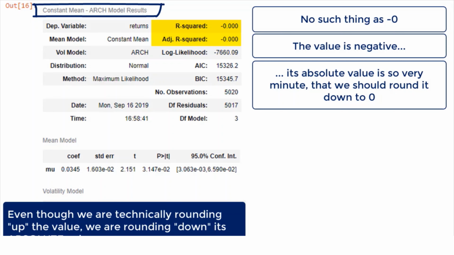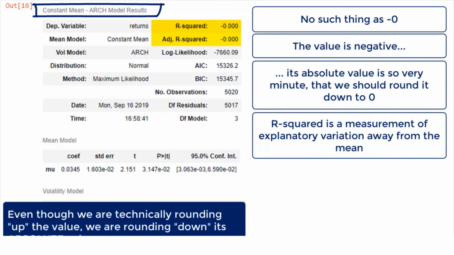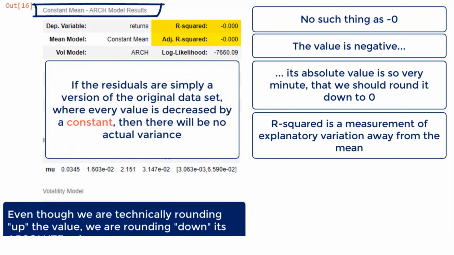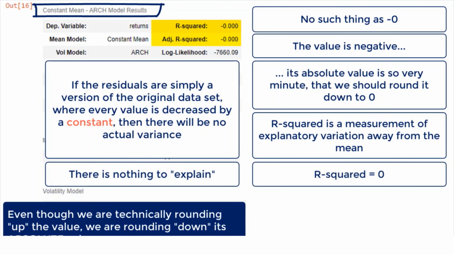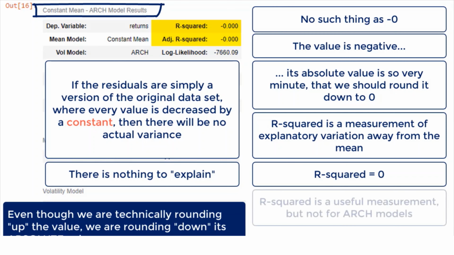Second of all, we know that the R-squared is a measurement of explanatory variation away from the mean. So, if we're assuming a constant mean, it makes little sense to expect this model to explain that deviation well. In other words, if the residuals are simply a version of the original dataset, where every value is decreased by a constant, then there will be no actual variance. Hence, there is nothing to explain, and that results in a 0 R-squared value. As a takeaway, we must remember that the R-squared is a useful measure, but not for ARCH models.